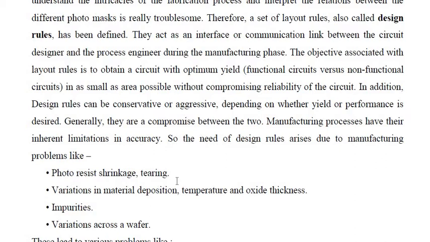The transistor consists of three terminals: gate, drain and source. To get this gate terminal, we should have a photoresist layer. If the photoresist layer is not proper, if it has shrinkage and tearing, that is one limitation, and to overcome that we have gone for the design rules. The second limitation is variations in material deposition, temperature and oxide thickness.